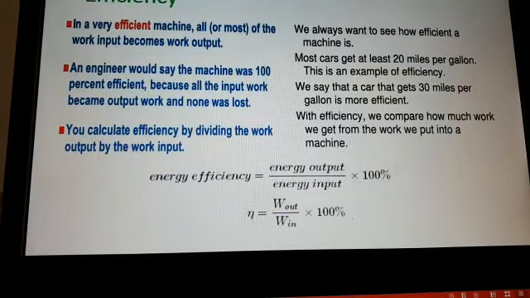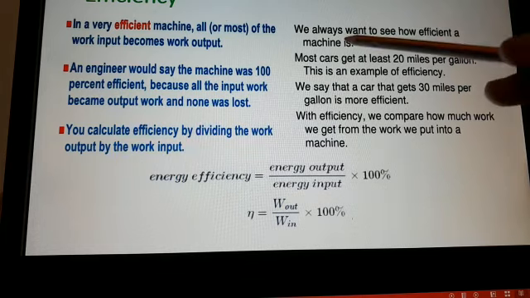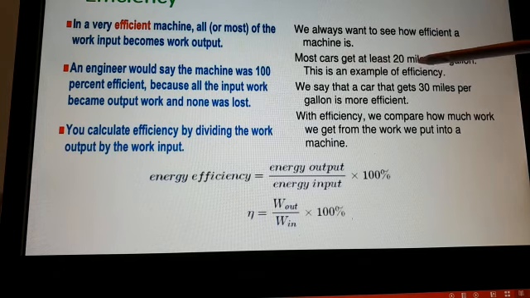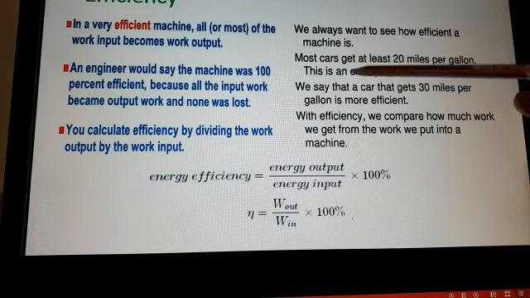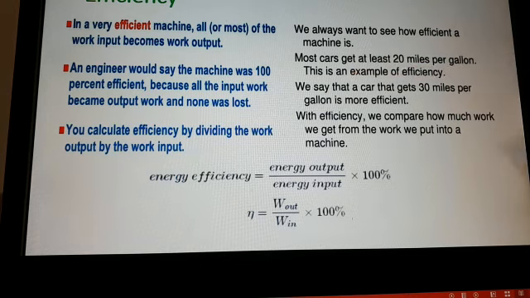Now, what do you mean by efficiency? We always want to see how efficient a machine is. If you want to buy a car, a fridge or a TV, we need efficient working, working properly. All people need efficiency. Most cars get at least 20 miles per gallon, and this is an example of efficiency. We say that a car that gets 30 miles per gallon is more efficient.